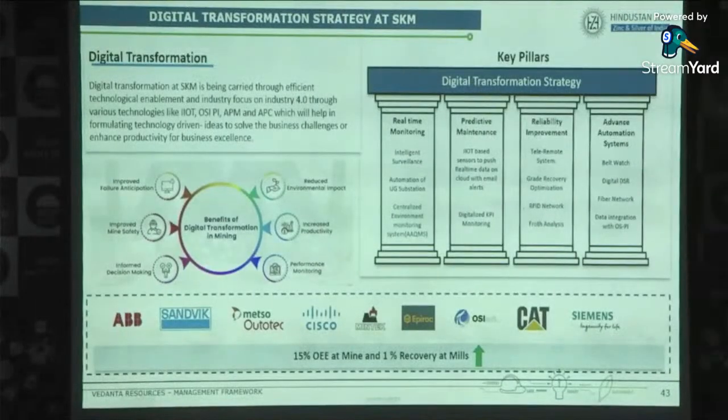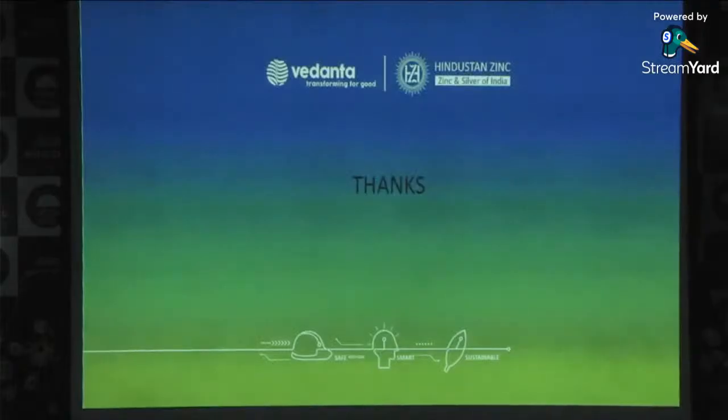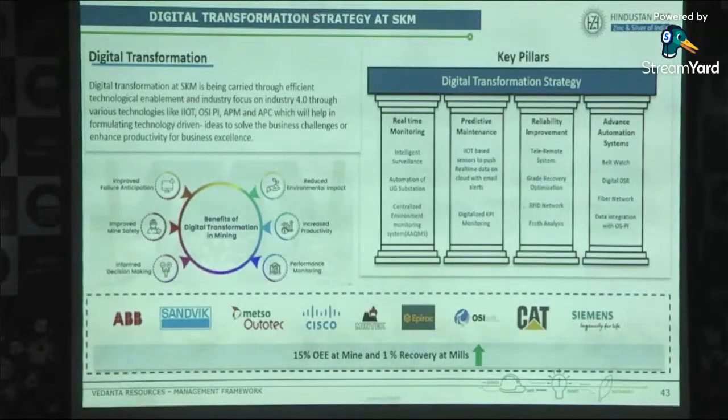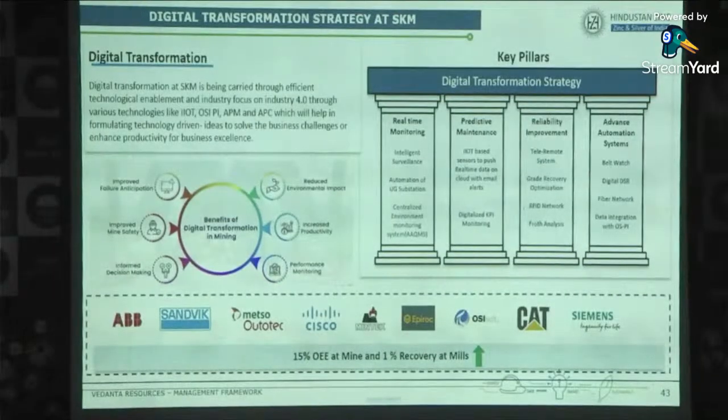So I will just spend 5 minutes on this slide. So we are the most digitalized mines in India, we can say. Our digitalization can be divided into these four pillars. First is real time monitoring. Second, predictive maintenance. Third one is reliability improvement, and fourth one is advanced automation system.